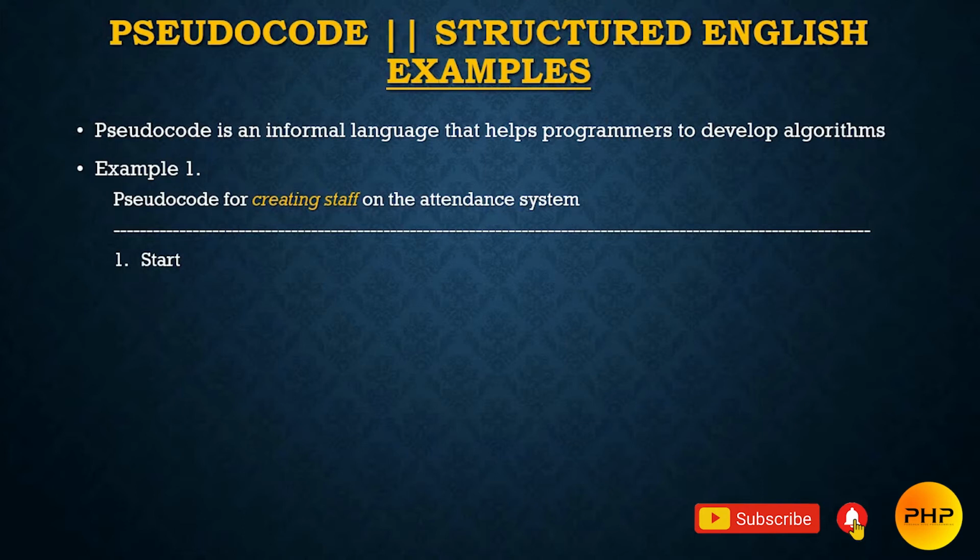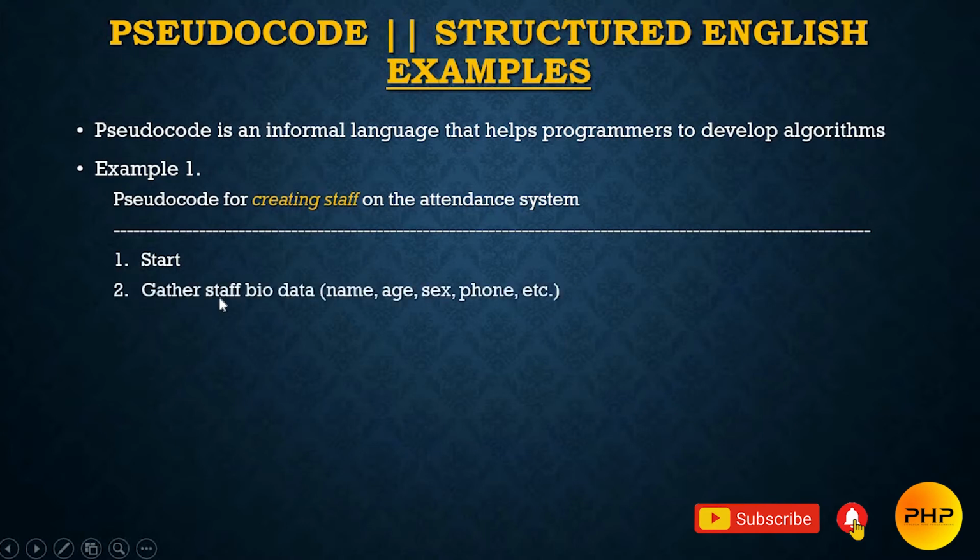So we have number 1, number 2, number 3, and so on. In the first point, we start the application. Number 2, we gather staff bio data, that is the name, age, sex, phone, etc. Number 3, we validate the data received. Then in the validation, we take decisions.